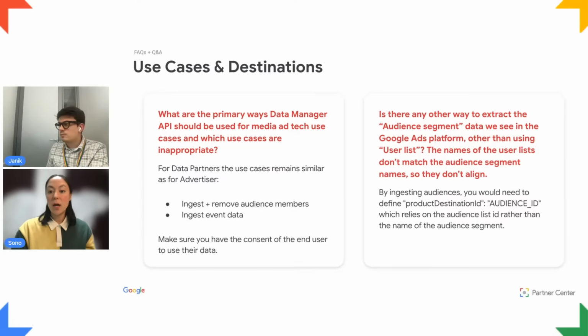To the next one: is there any other way to extract the audience segment data we see in the Google Ads platform other than using the user list? The names of the user lists don't match the audience segment names, so they don't align. Yes, and I think Sona was already explaining this, but to go into more detail, it's really important that you define the destination ID, which is equal to the audience ID. Sona was also showing an interface where you can see the audience list ID rather than the name of the audience segment. So make sure you're using that list ID, and then you should be able to push these audience segments to Google Ads.